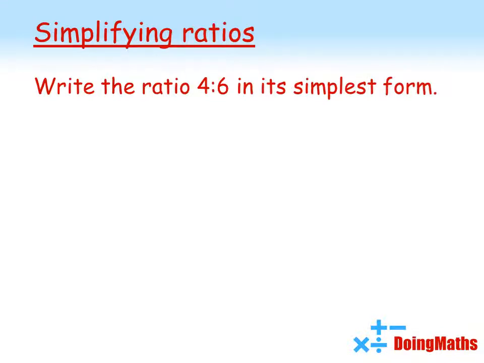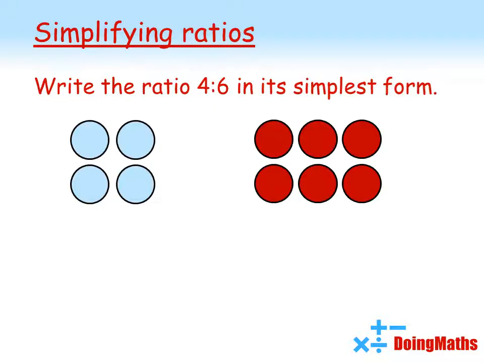We'll do this in picture form first. So 4 to 6 just means that for 4 of one object, so blue circles in this example, you have 6 of another, so red circles in this example. Well, we can split this into 2 equal groups.